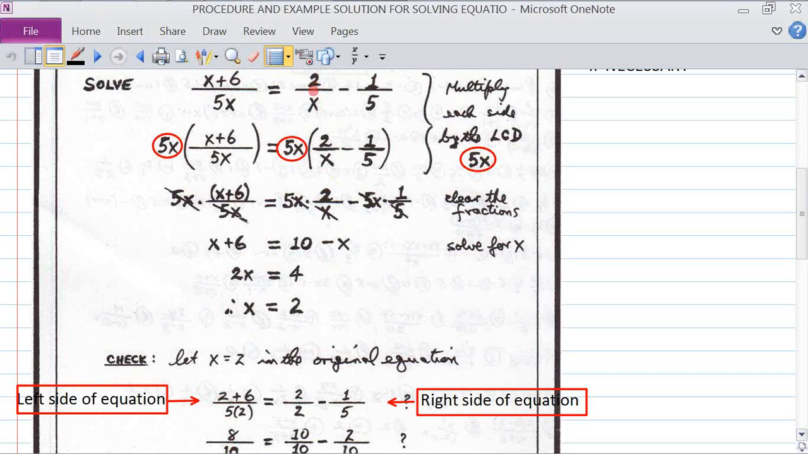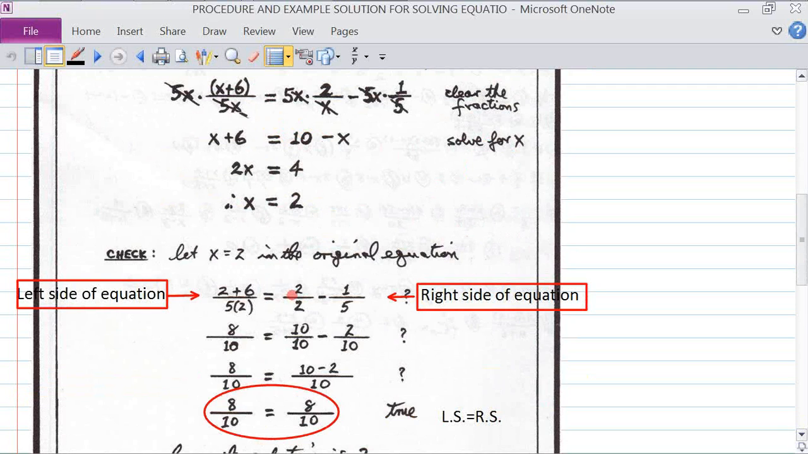And if you do this side over here, you put 2 over 2 because x is 2, minus 1/5. Instead of writing 2 over 2, I'm going to multiply the top and bottom by 10 because the lowest common multiple here is 10. Multiply top and bottom by 5 and multiply top and bottom by 2. I get 10 over 10 minus 2 over 10, which is 10 minus 2 over 10, which reduces to 8 over 10.